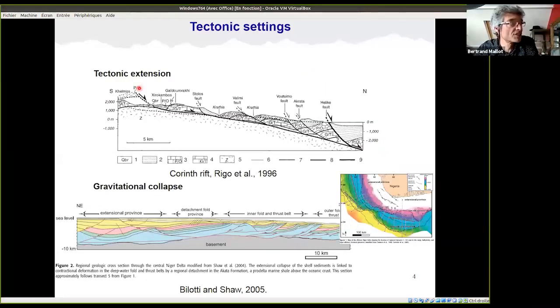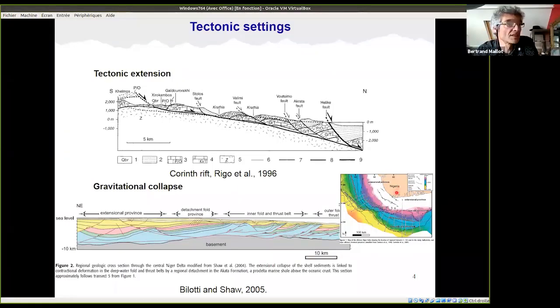There are also interesting points in the tectonic extension. So this is the current rift cross section, where you see a large fault here with a lot of slip on it. And above that, all the sediments are deformed and extended down the slope above an essentially undeformed basement. Other settings are gravitational collapse of sediments, occurring usually at the margins, continental margins.